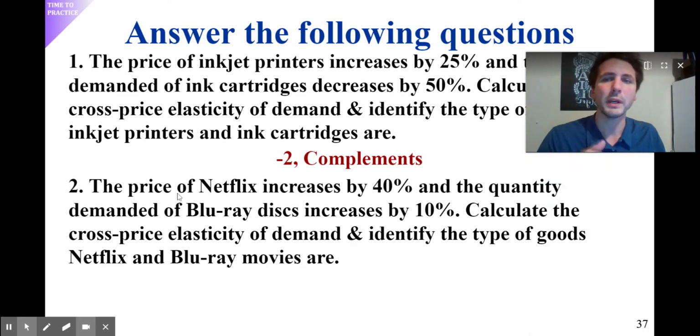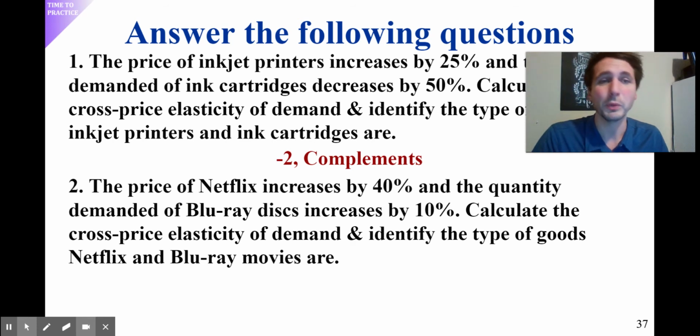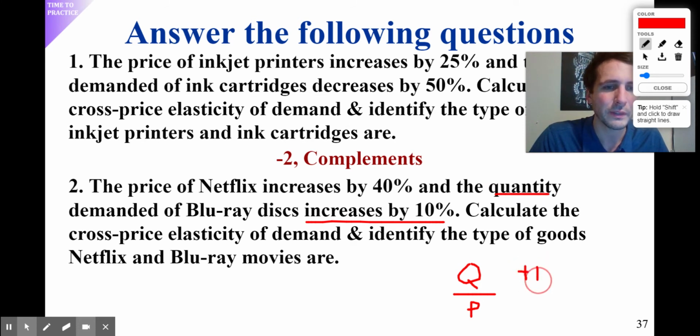Now, the next one says the price of Netflix increased by 40%, and the quantity demanded of Blu-ray discs, I don't think you guys even know what those are anymore, increased by 10%. Calculate the cross price elasticity of demand and identify if the two goods are complements or substitutes. So again, I know it's Q over P every single time. So I look at my quantity first. My quantity demanded increased by 10%. So it's going to be plus 10.